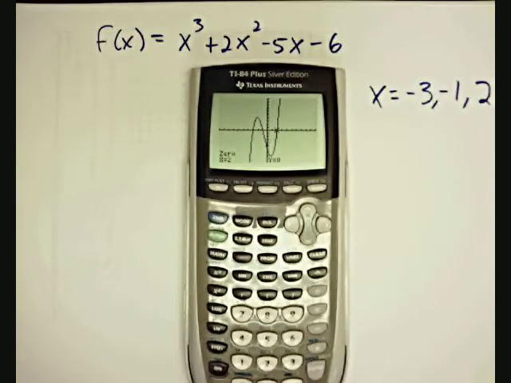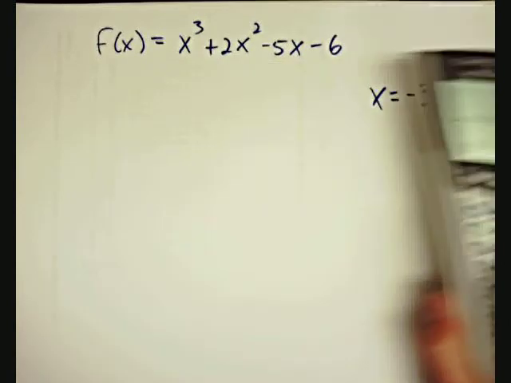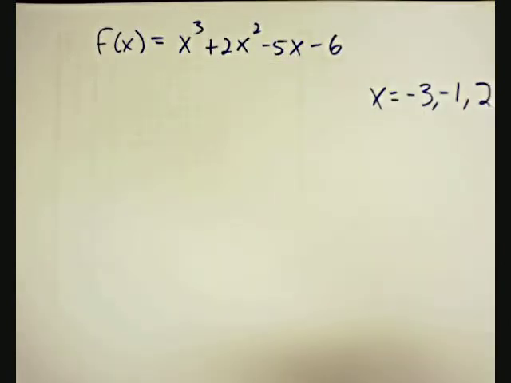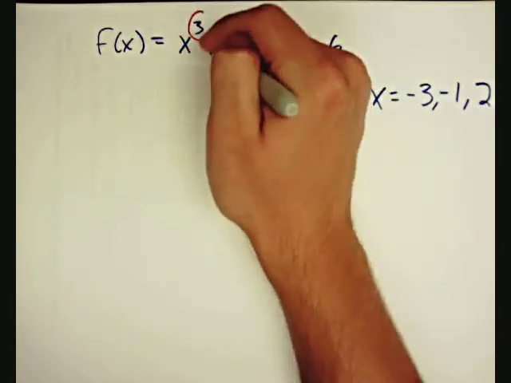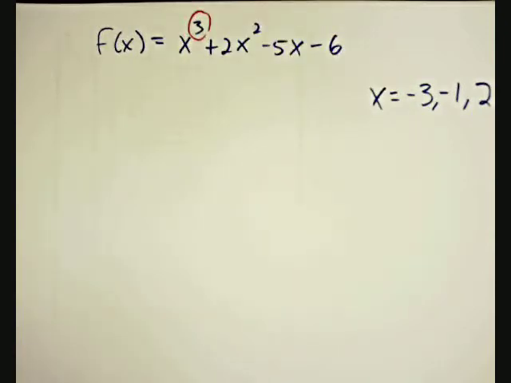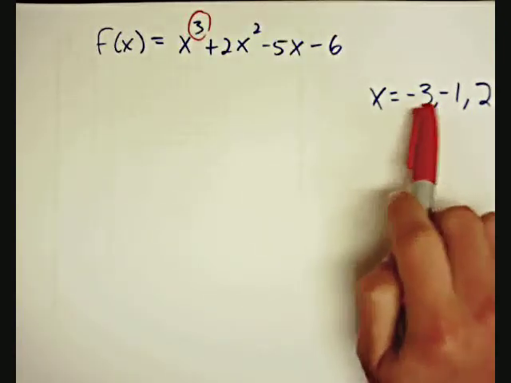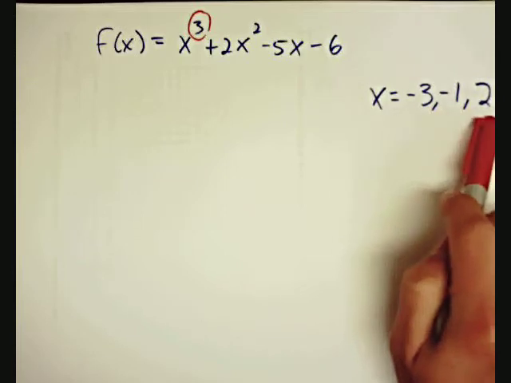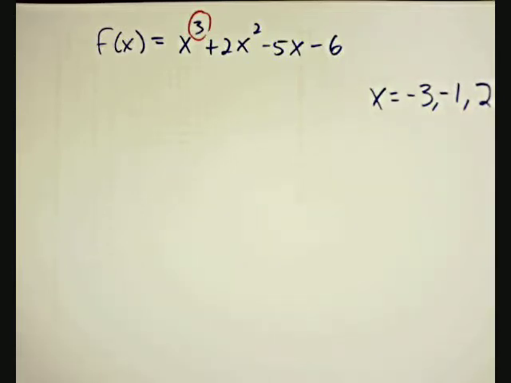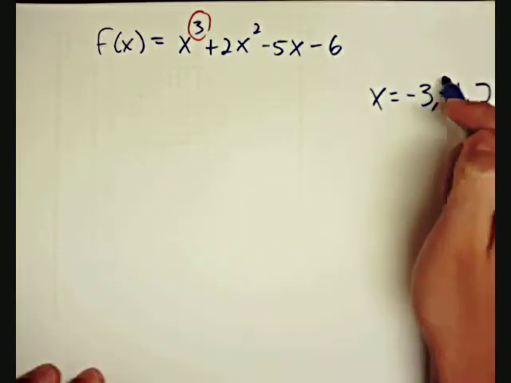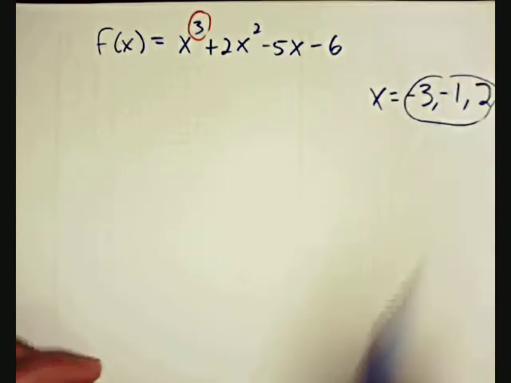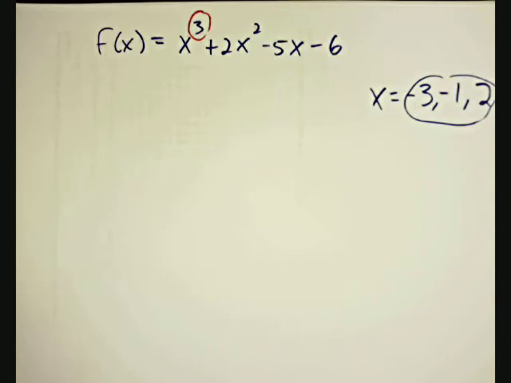For this problem, since we have x cubed, that means we're expecting 3 zeros, and my calculator gave me 3 exact zeros. For this particular problem, no other work is needed. Your exact zeros are -3, -1, and 2. So only step 1 in our 3-step approach is needed.